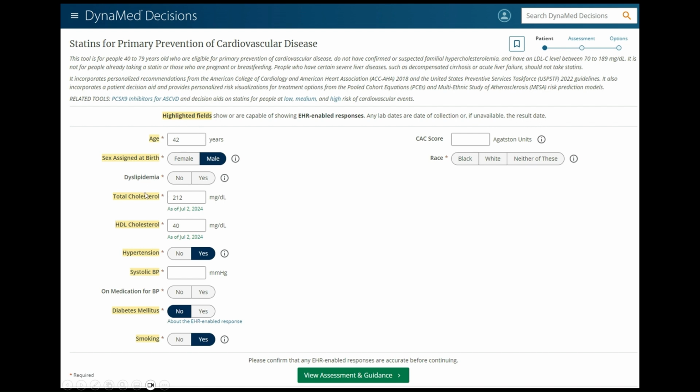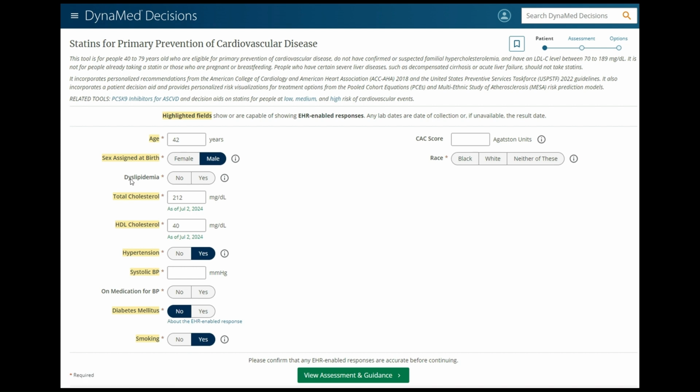So we see here that there are a number of fields that are candidates for pre-population, and accordingly they have been pre-populated. And as noted here, for example, total cholesterol, the lab value of 212 milligrams per deciliter is coming to us as of July 2nd of 2024. There are still some fields that need to be filled in, and these are either not candidates for EHR connection or they have not yet been EHR connected.